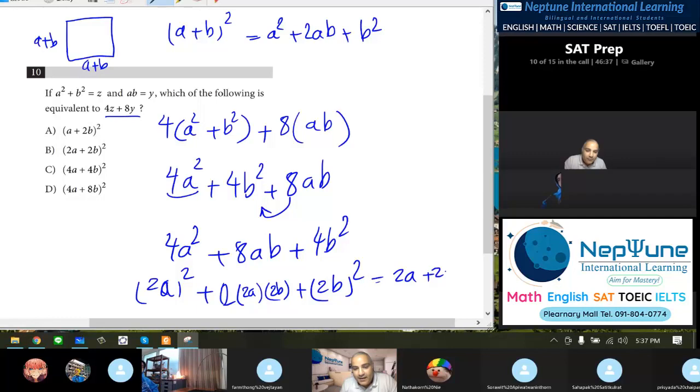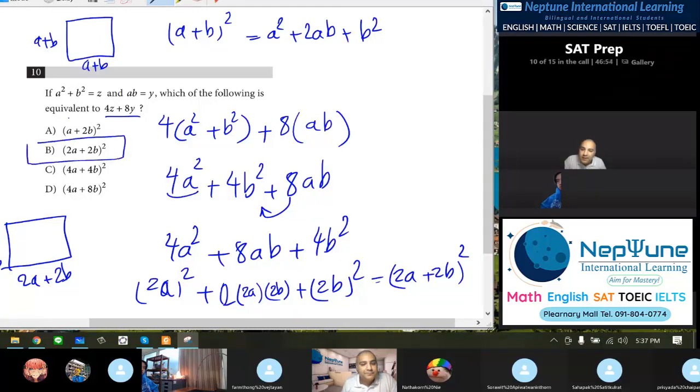That's like a square where one side is 2a plus 2b, and the other side is also 2a plus 2b. So I'm going to choose B. You get it? The last part is kind of tricky. How can you do it? You need to be really good at your math, at quadratics. You have to practice a lot of perfect squares and be able to see this relationship. The other trick was just to use the commutative property of addition. You're allowed to move this one here.